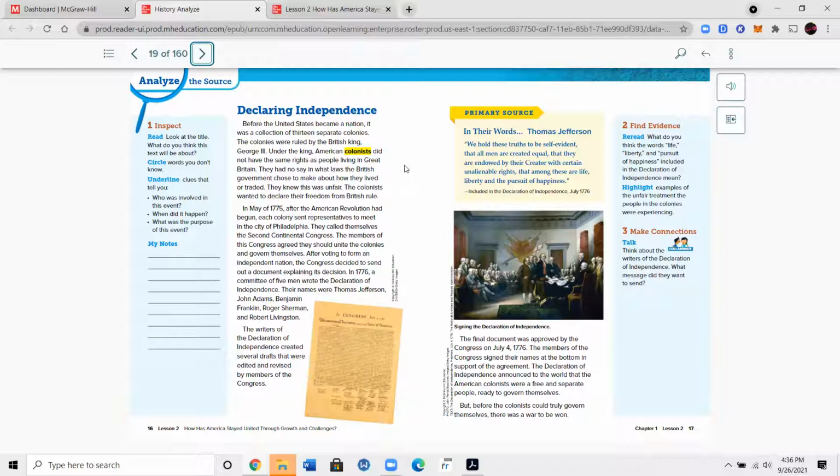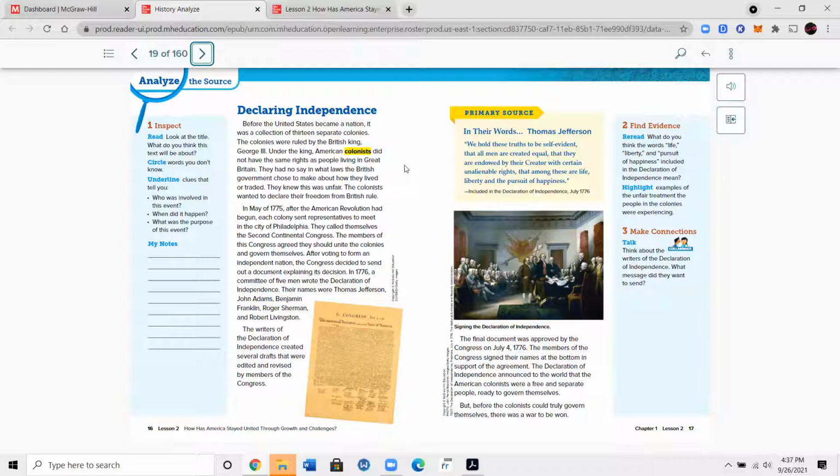The colonists wanted to declare their freedom from British rule. In May of 1775, after the American Revolution had begun, each colony sent separate representatives to meet in the city of Philadelphia. They called themselves the Second Continental Congress. The members of this Congress agreed that they should unite the colonies and govern themselves, which means they should be their own rulers. After voting to form an independent nation, the Congress decided to send out a document explaining its decision. In 1776, a committee of 5 men wrote the Declaration of Independence.